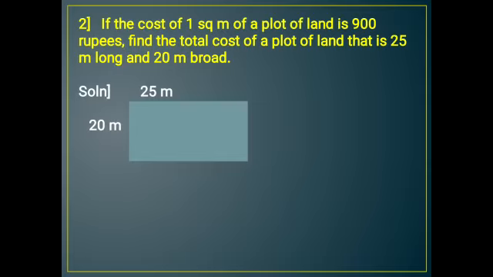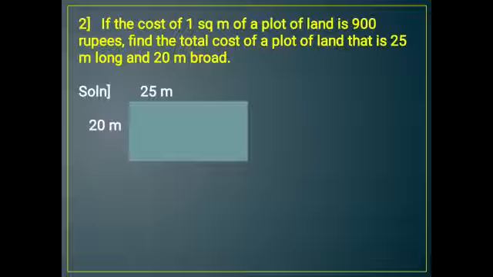Now we will move on to our next question, the second word problem. If the cost of 1 square meter of a plot of land is 900 rupees, find the total cost of a plot of land that is 25 meter long and 20 meter broad. Here they are saying that there is a plot in rectangle shape. How do we know? As it has length and breadth. Yes or no? Its length is 25 meter and breadth is 20 meter, and we have to find the cost of the plot.